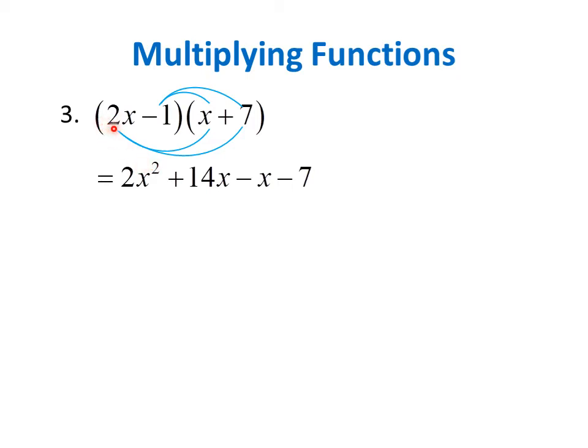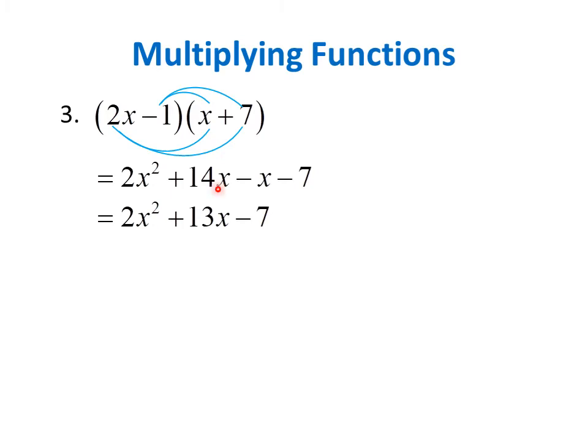Now then let's multiply the outer terms. That is 2x times 7. So 2 times 7 is positive 14. Then we have the variable x. Let's multiply the inner terms. Negative 1 times x. Of course, that is negative x. And let's multiply the last terms. Negative 1 times 7. That is negative 7.